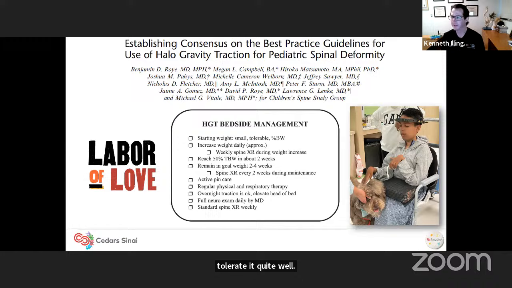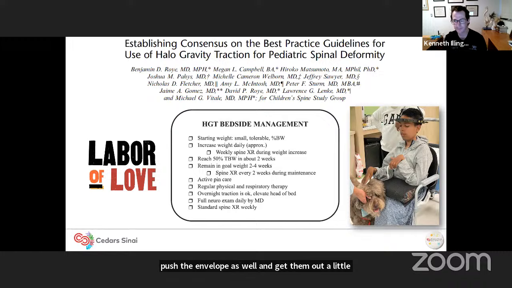We remain them at goal weight for about 2 to 4 weeks. Okay. My mainstay is 2 weeks. 4 weeks is a long time to be in the hospital and be in traction. Certainly I have colleagues who say 6 weeks is their standard. And then I also have colleagues who try to push the envelope as well and get them out a little faster in 2-3 weeks, if you will.